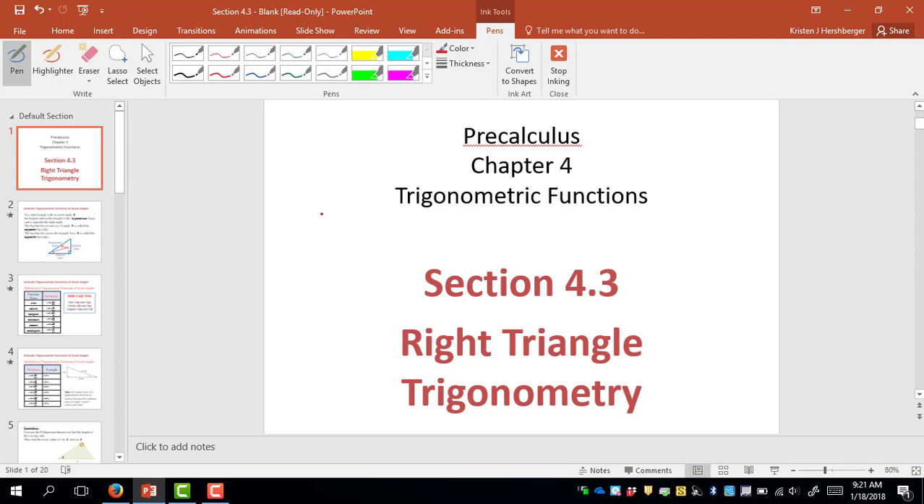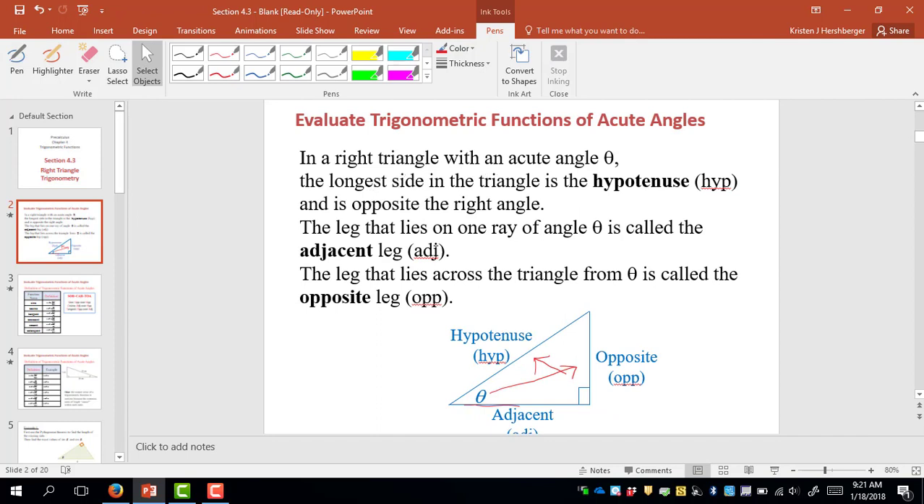So all of those 30, 60, 90 triangles can also be solved with right triangle trigonometry, because you can use right triangle trigonometry with a 30, 45 degree angle as well. As far as labeling the triangle goes, the longest side is always the hypotenuse, and it's going to be across from the right angle. Across from the given angle, or the angle that you're trying to evaluate the trig function at, is called the opposite side. And the remaining side is called the adjacent side, the one right beside the angle, but not the hypotenuse.